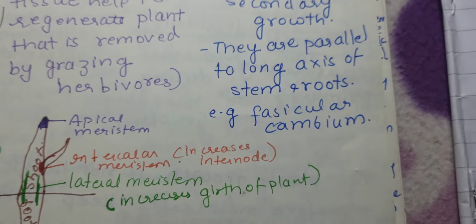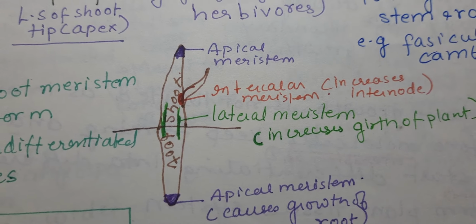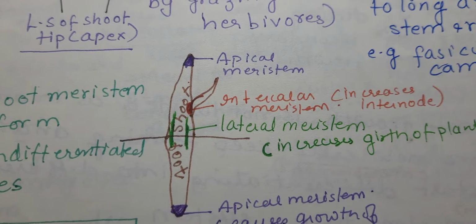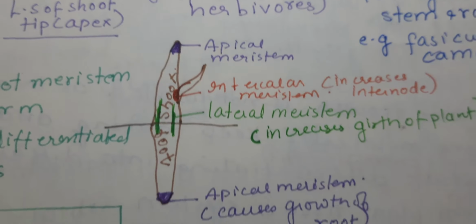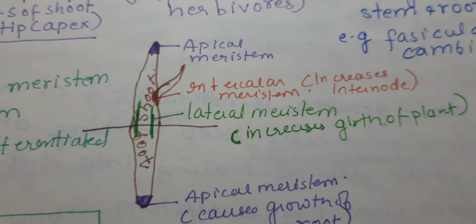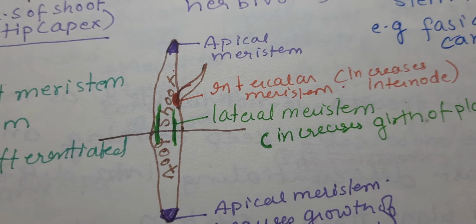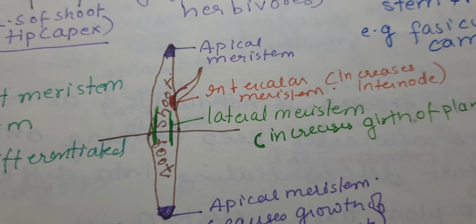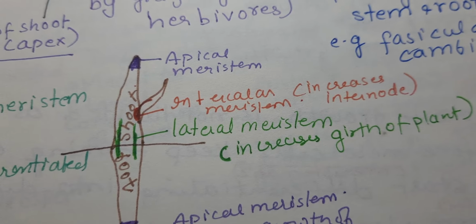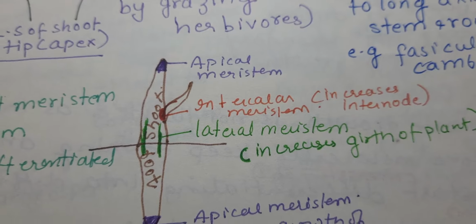For example, fascicular cambium. So if you look at here, you can see the position, the apical meristem at the shoot tip and root tip. Then the lateral meristem, that increases girth, and they are present in the parallel form and throughout the plant. And then intercalary, which is at the base of internode.